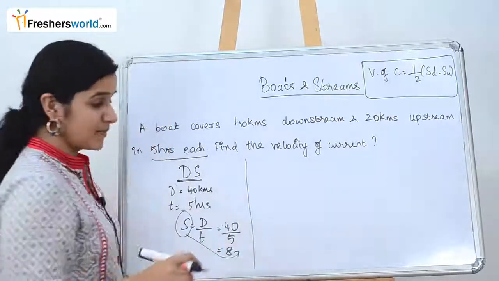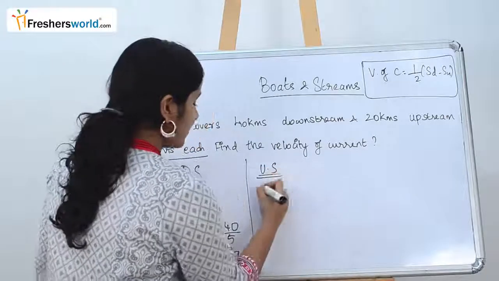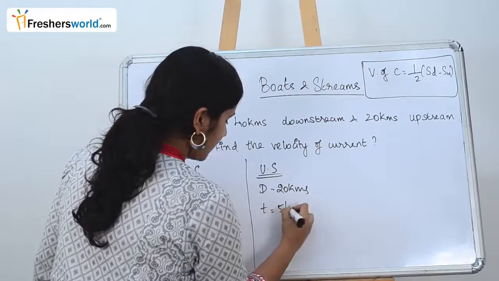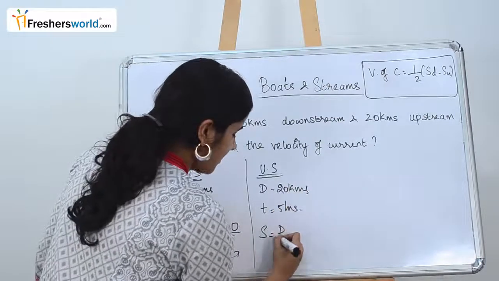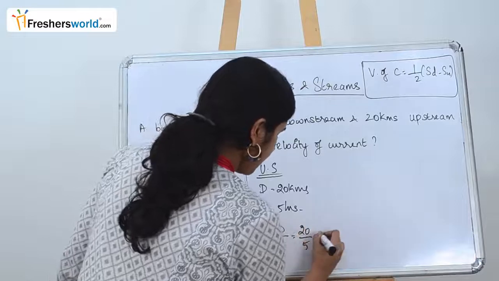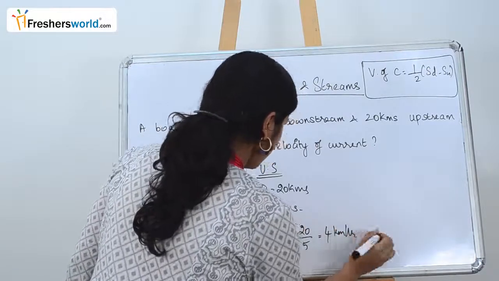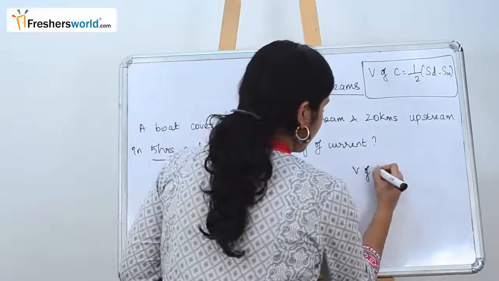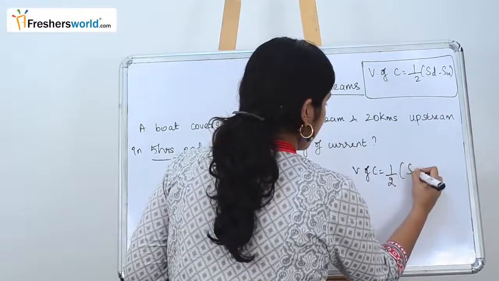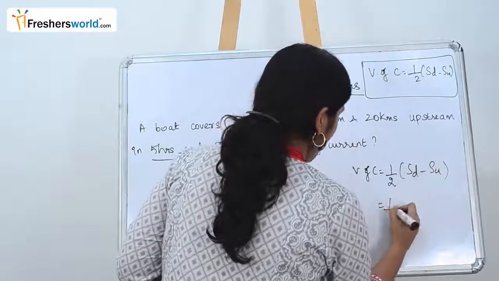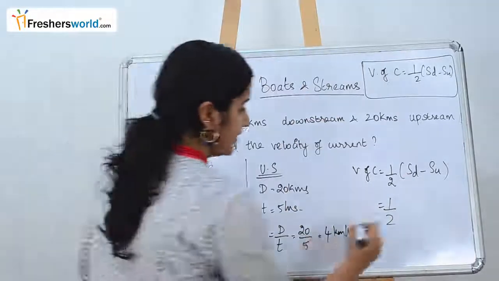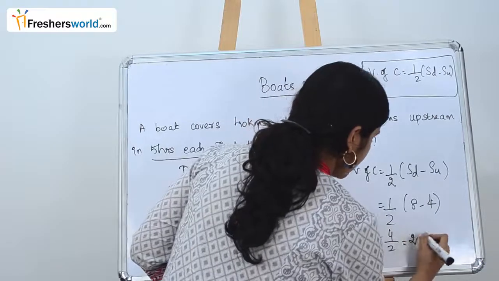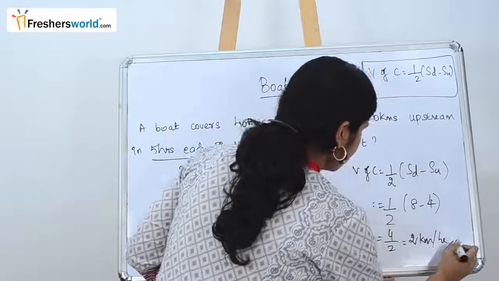Now we have to find the upstream speed. So upstream speed, similarly, the distance covered is 20 kilometers. Time we know that it's 5 hours each. So the speed is nothing but d by t, which is 20 by 5, which is equal to 4. We know the downstream speed, we know the upstream speed. Let's substitute in the formula. So velocity of current is nothing but half into speed downstream minus speed upstream. So half into what is downstream speed? 8 minus upstream speed is 4. So 4 by 2. So the velocity of the current is 2 kilometers per hour.